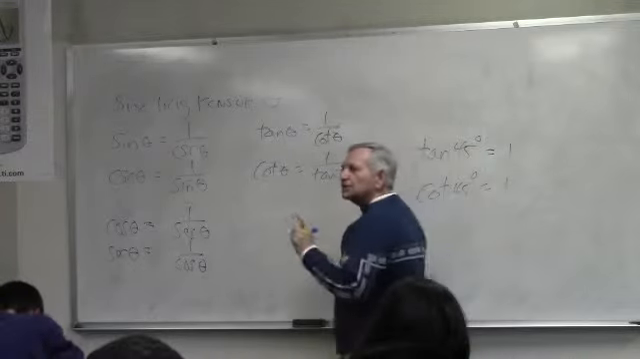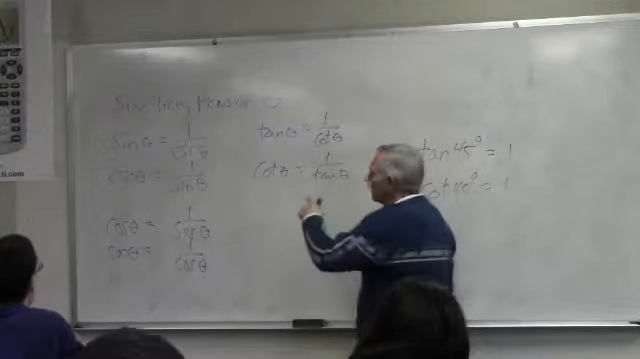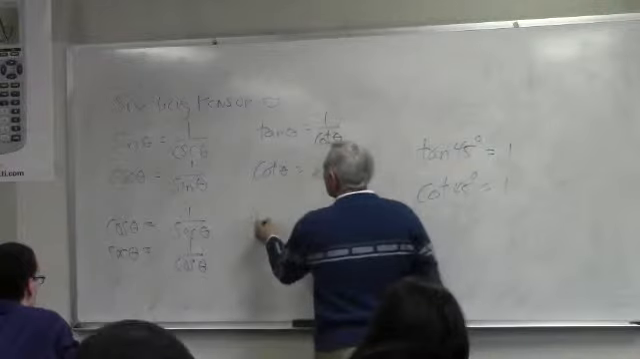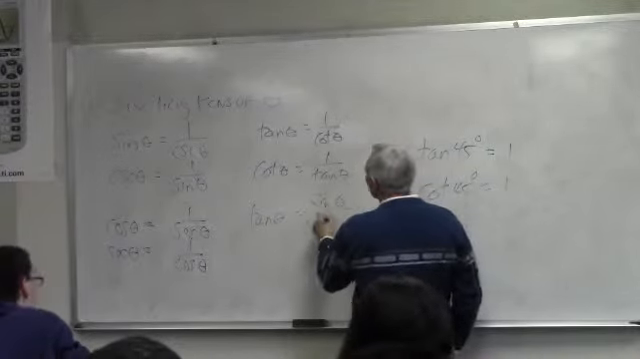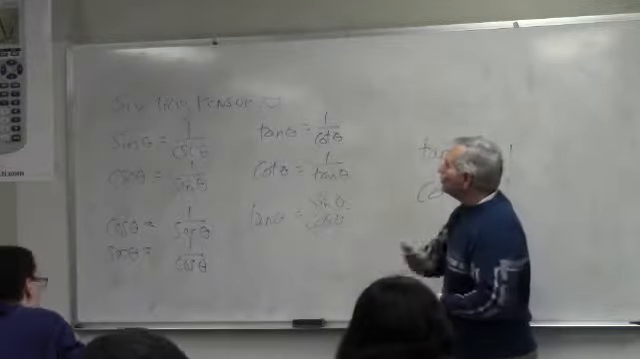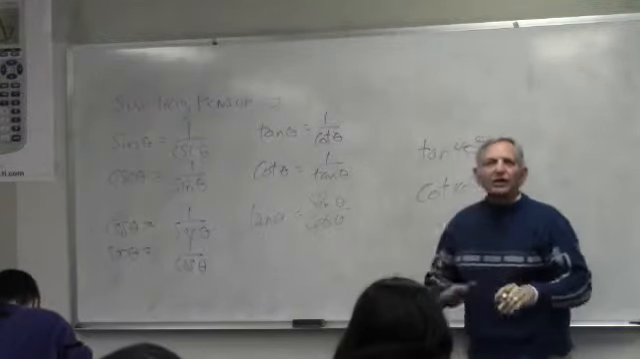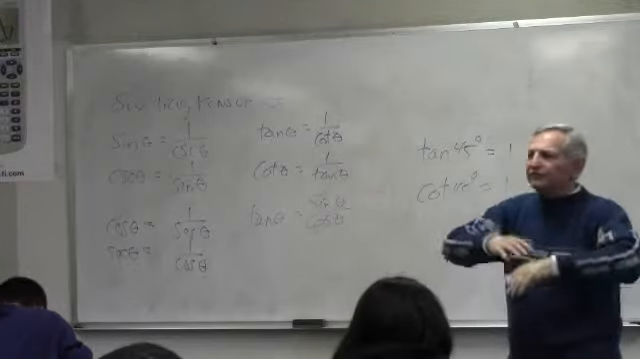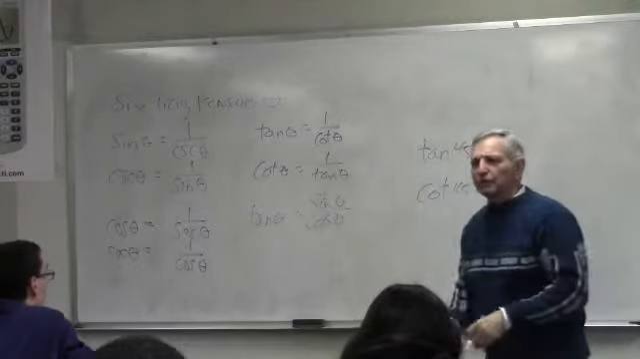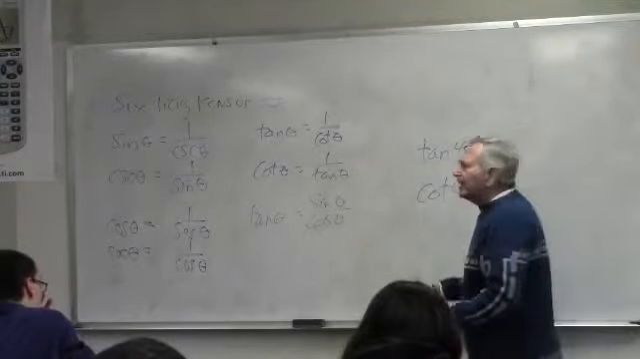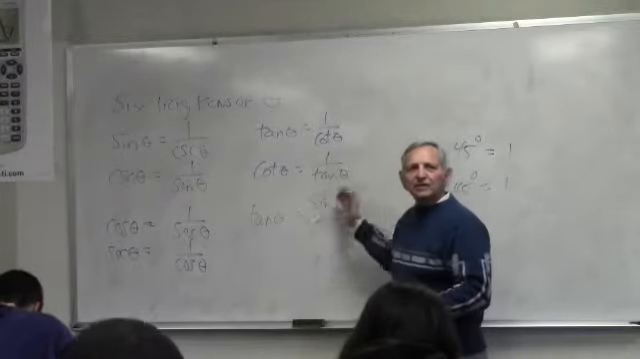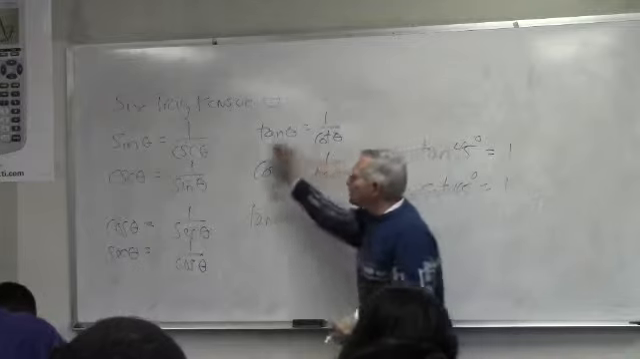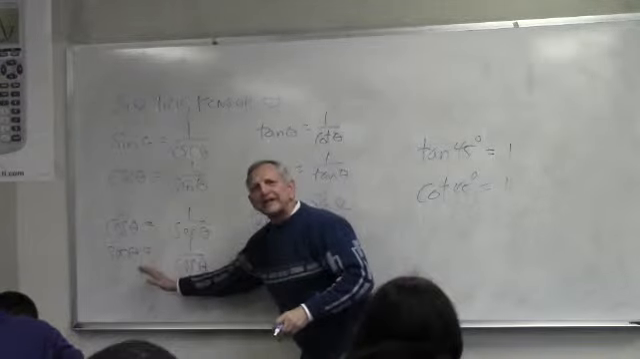Now, listen, there's one other part of this: the tangent of theta is equal to the sine of theta over the cosine of theta. These are all identities, right? This is true for any angle, it doesn't matter, from 0 all the way up to 50,000. Any angle. These things always work, no matter what the angle is.